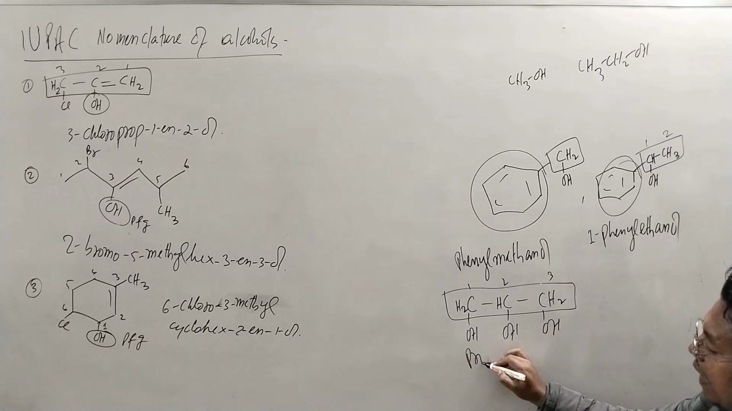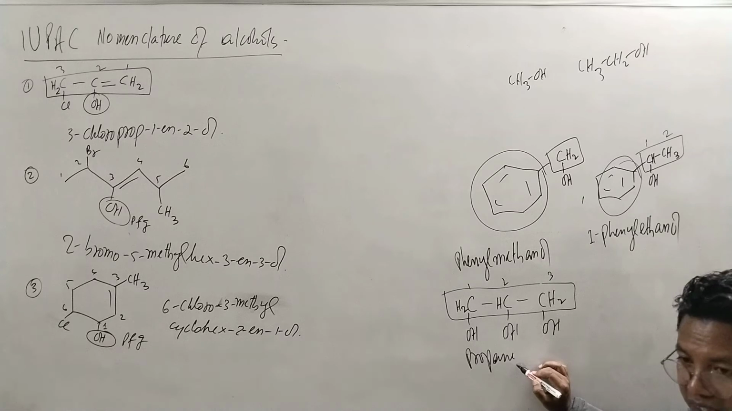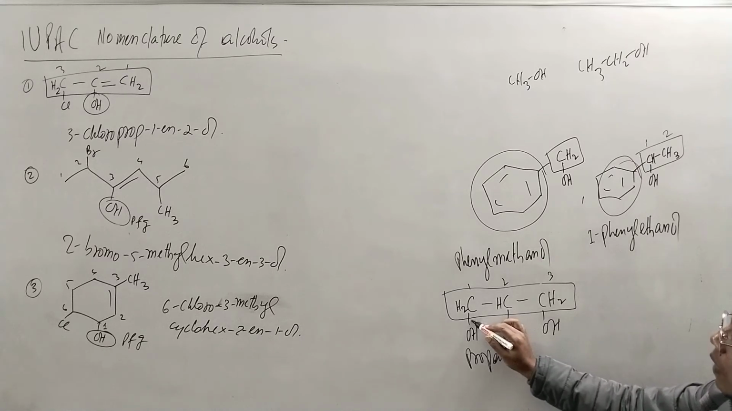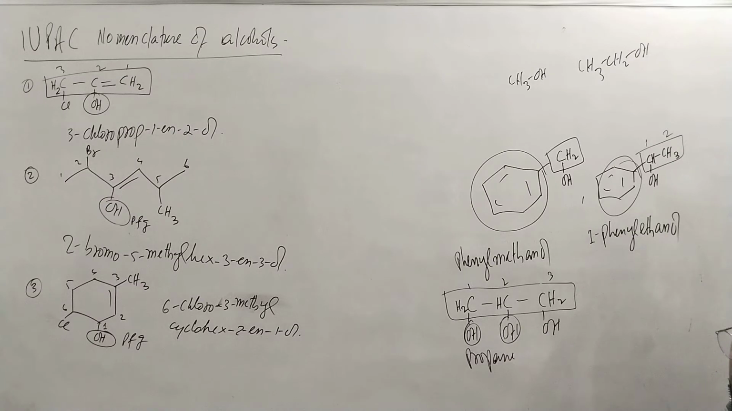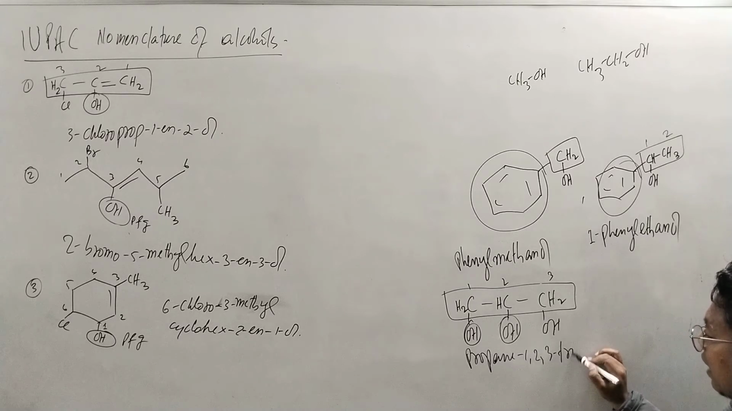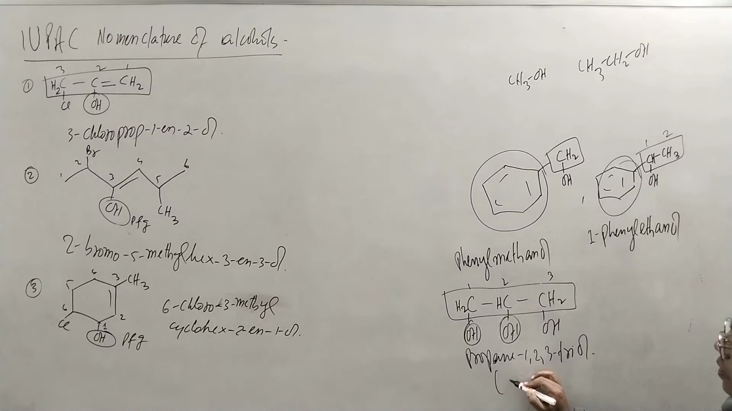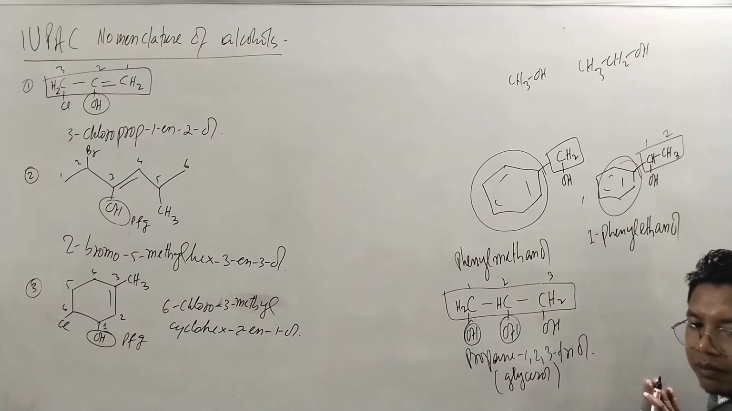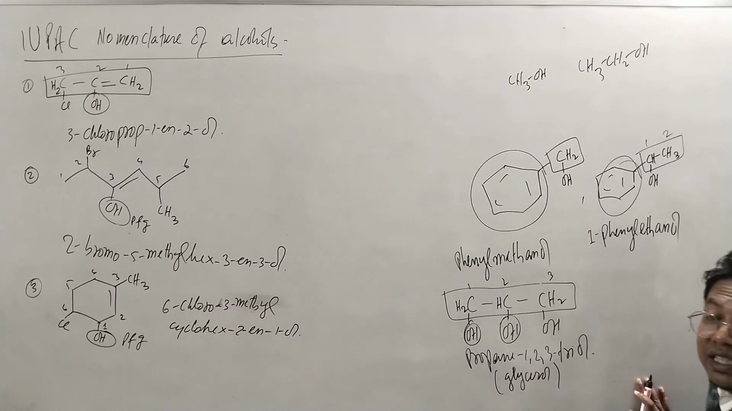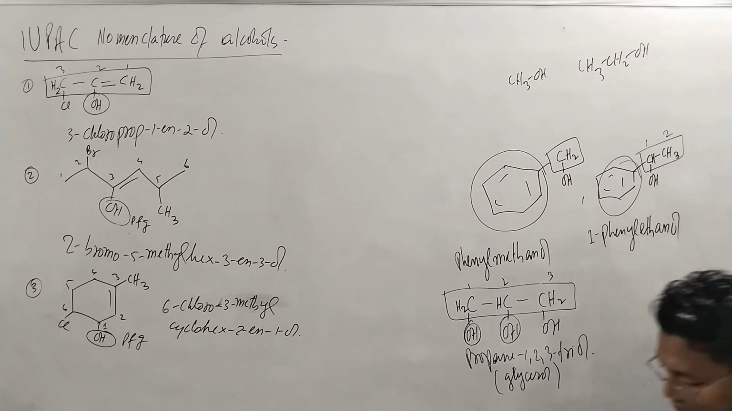Propane. Without removing this E, if more than one functional group is present in the chain, then this E is not removed. Remember, propane, that is the rule. 1, 2, 3, triol. This is glycerol in common name. Also called glycerin. Note down.